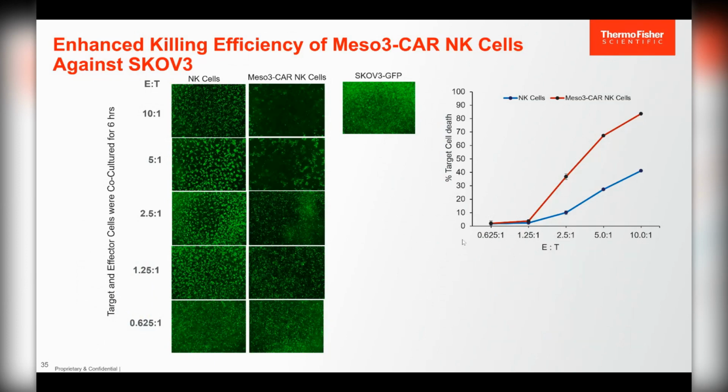And most accurately, on the right side panel, we measured by using flow cytometry, and we can observe that even at the 2.5:1 ratio CAR NK has high killing efficiency, more than 40% killing of their target cell, and 5:1 is showing more than 80% killing efficiency against their target cell SKOV3.